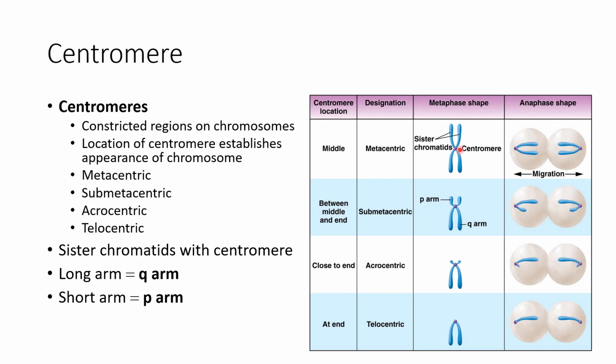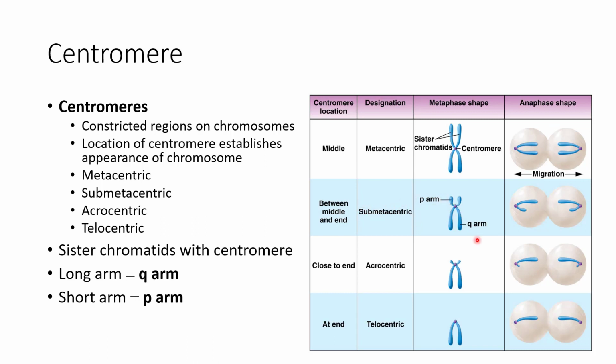Now, depending on where that centromere is found in relation to the length of the chromosome, we can designate that chromosome. If it's found directly in the middle, we would call that chromosome metacentric. If it's a little off, somewhere between the middle and the end, then it's called submetacentric.